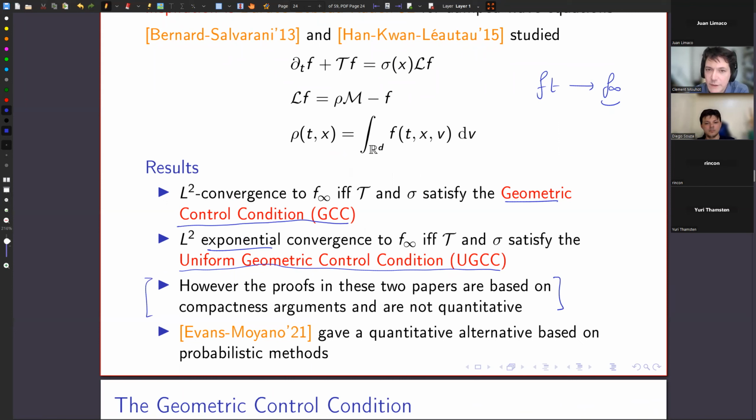The proof in these two papers was based on compactness arguments. And for many reasons, you want to quantify things, if only to understand things better. There was then a work by a former PhD student of mine and a former postdoc of mine. When they were in Cambridge, they gave an alternative argument by probabilistic methods, which is very nice and quantitative, but it doesn't give you really PDE estimates.